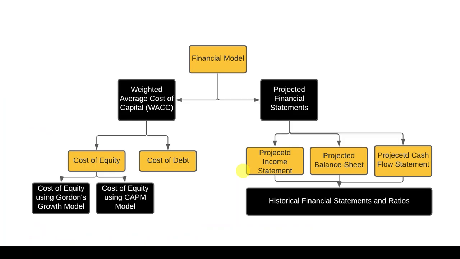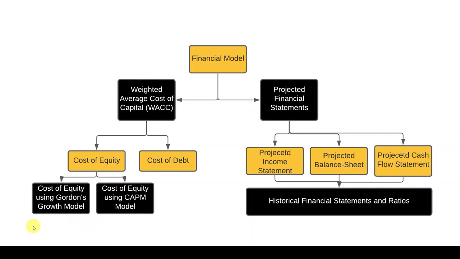So in this course, we shall try to find out our financial model. Now, our financial model depends upon our weighted average cost of capital and our projected financial statements. And our weighted average cost of capital depends upon our cost of equity and cost of debt. And our projected financial statements are our income statement, balance sheet, and cash flow statement. So we shall compute all these things.